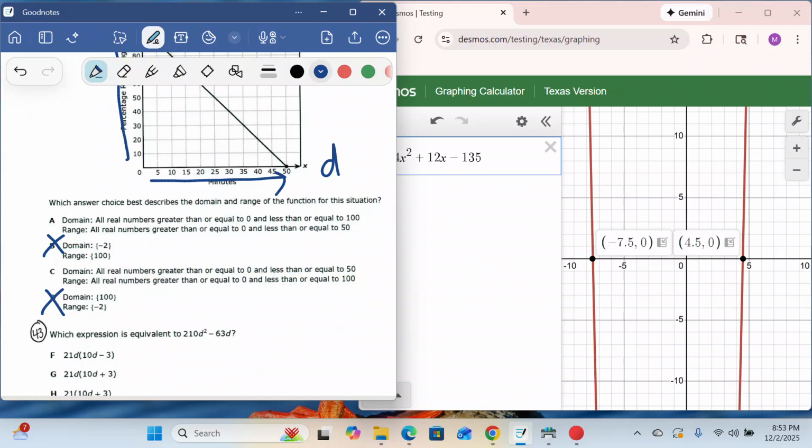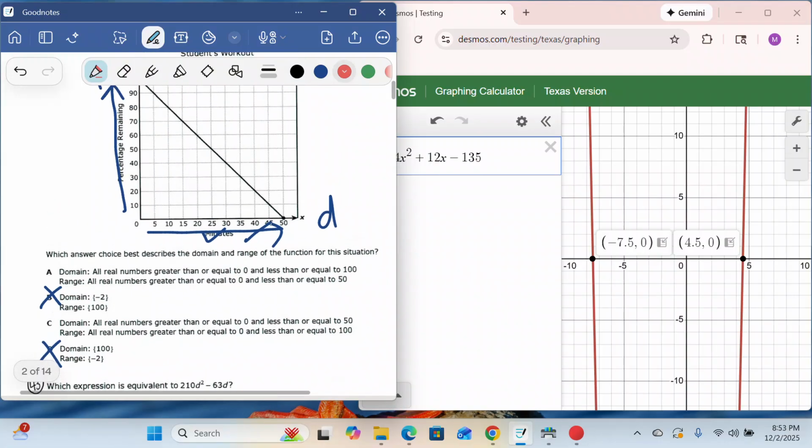Letter A. So now we have a 50-50 chance to get it right because this one is a domain and a range. So now we're going to read the first one. The first one states, domain, all real numbers greater than or equal to 0 or less than or equal to 100. So if we look at our domain, it is this right here, and our domain is from 0 to 50. You can already say that is wrong because all real numbers greater than or equal to 0 and less than or equal to 100 is incorrect, so this one is wrong.